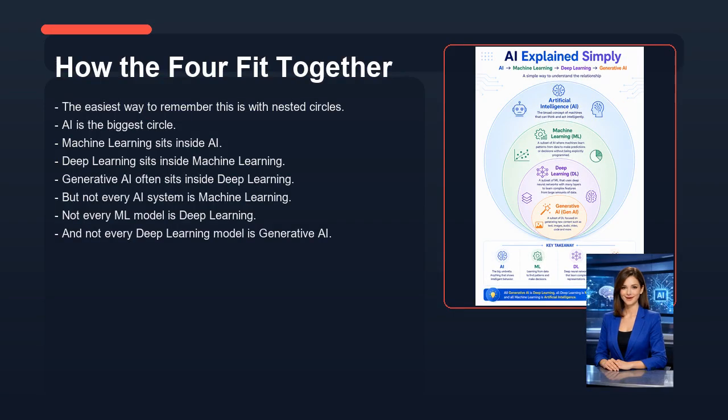Now let's look at how the four fit together. The easiest way to remember this is with nested circles. AI is the biggest circle. Machine learning sits inside AI, deep learning sits inside machine learning. Generative AI often sits inside deep learning. But not every AI system is machine learning. Not every machine learning model is deep learning. And not every deep learning model is generative AI.